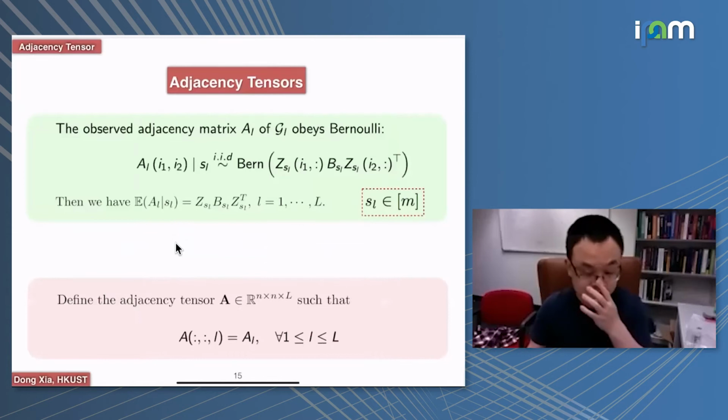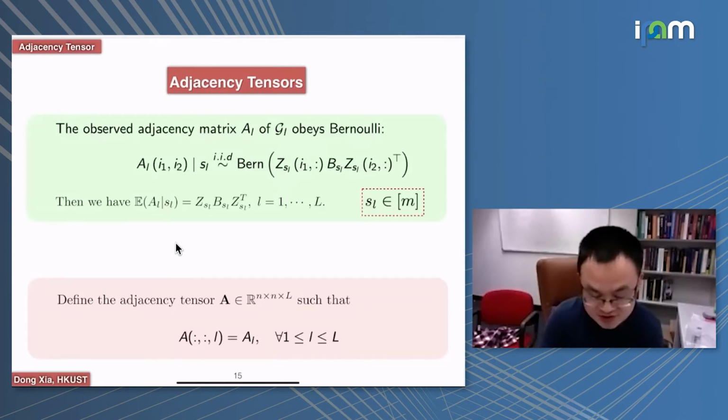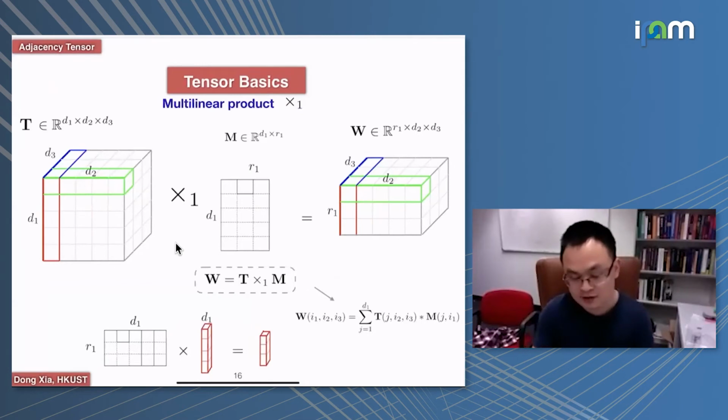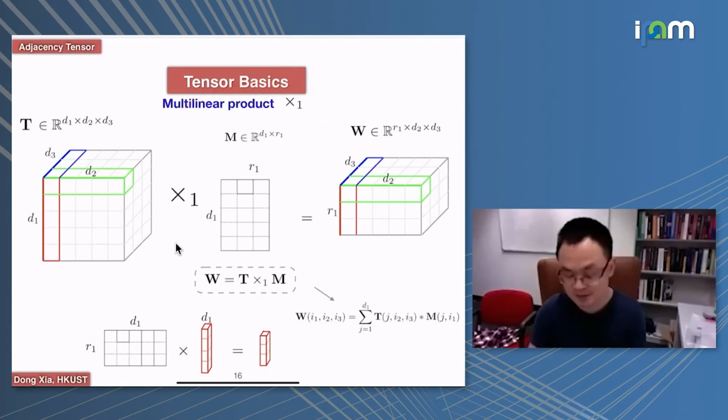Now let me explain how we treat it by tensor method. Of course, it's very easy to see that we can define the so-called adjacency tensor. In this case, it is a tensor of order 3, and the size is n by n by L because we have L layers. Of course, we also have to introduce some simple tensor operations, but I believe for all the participants in this workshop, it should be clear about the multilinear product of tensors and vectors. So I will skip them.